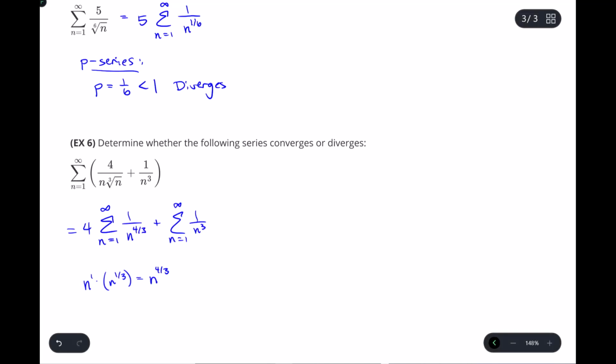All right, so the first is a p-series with p equal to 4/3, and that's bigger than 1, so it converges. And this one is also a p-series with p equal to 3, which is bigger than 1, so it also converges.